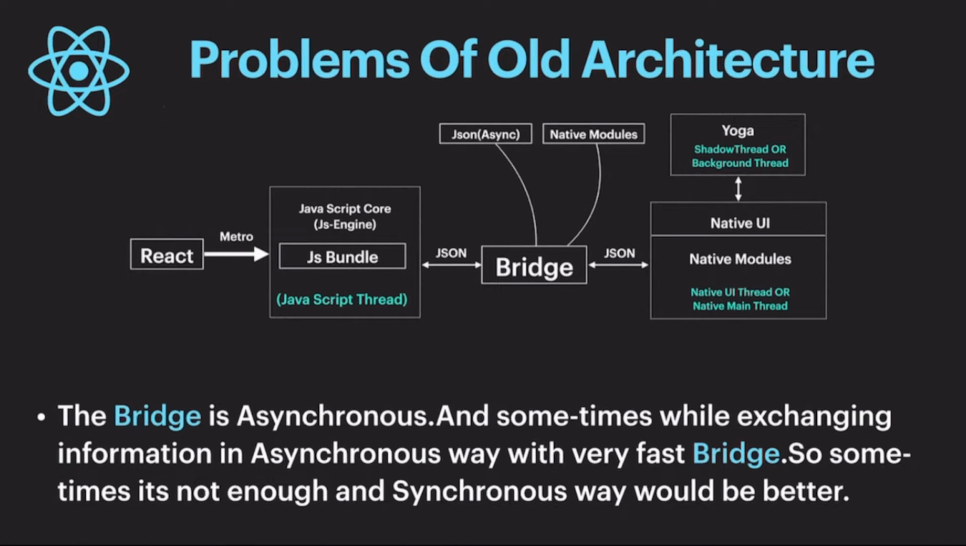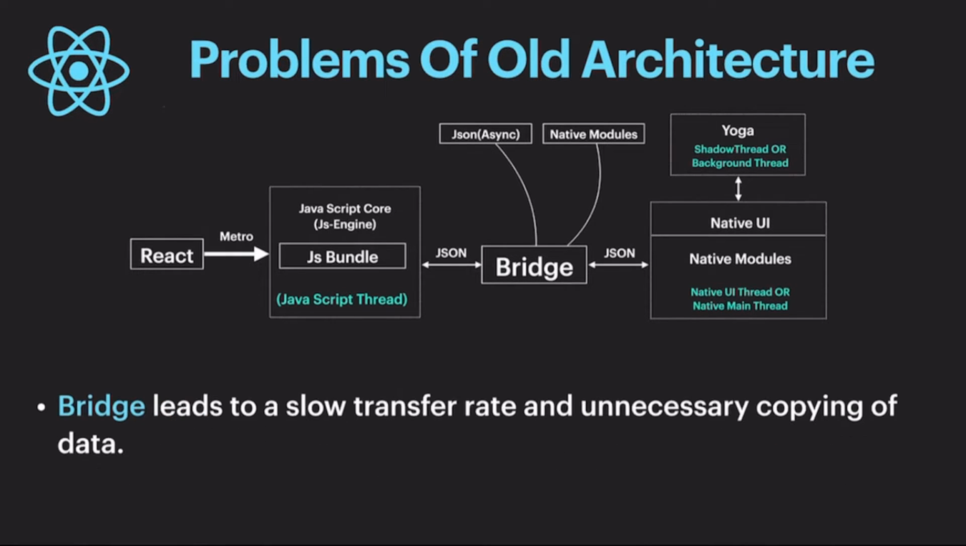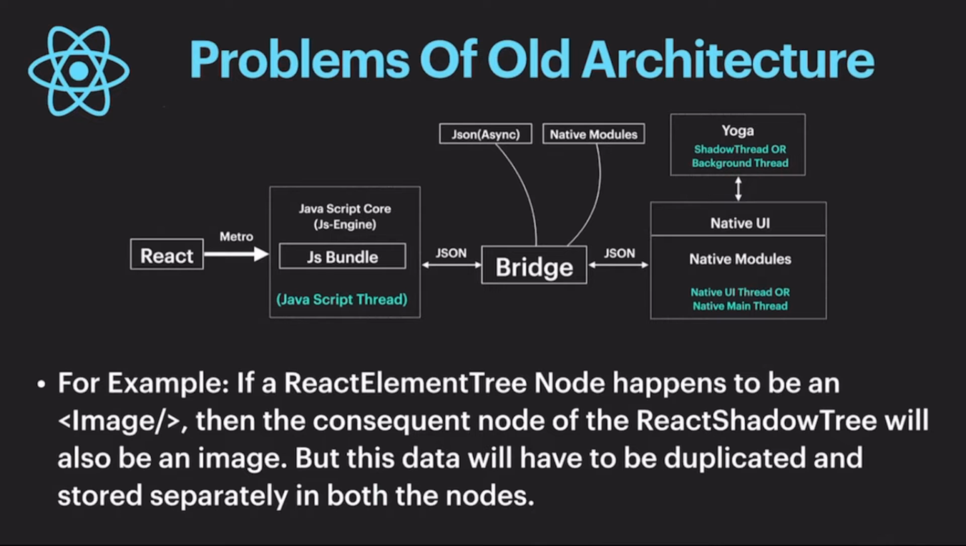The first problem we face with the old React Native architecture is the bridge. The bridge is asynchronous, and sometimes while exchanging information in an asynchronous way, even with a very fast bridge, it is not enough and a synchronous way would be better. The bridge leads to slow transfer rate and unnecessary copying of data. It means that, for example, if a React element tree node happens to be an image, then the consequent node of the React shadow tree will also be an image. But this data will have to be duplicated and stored separately in both nodes.